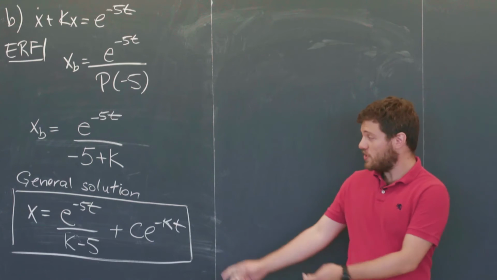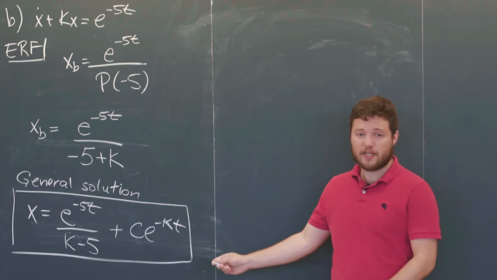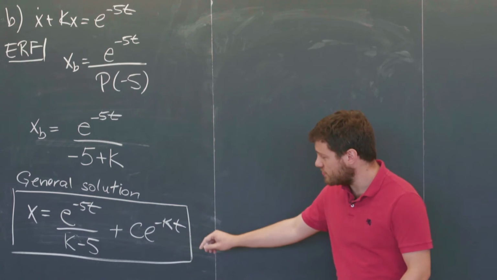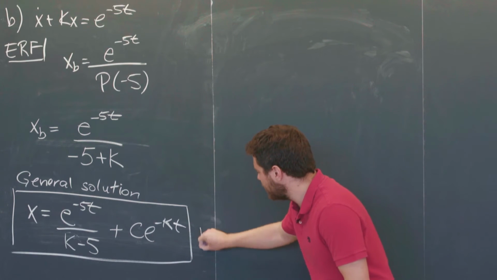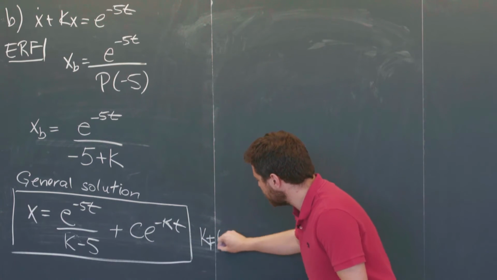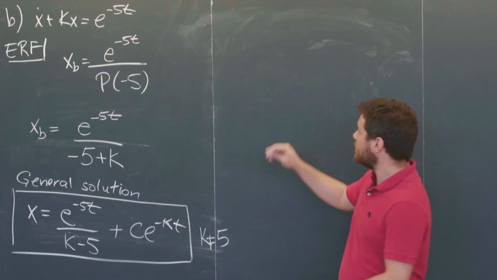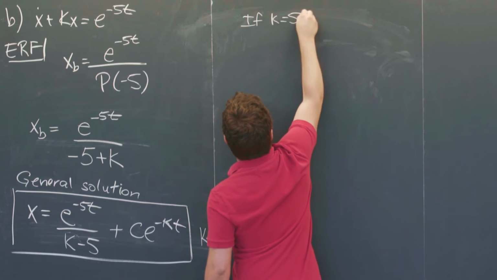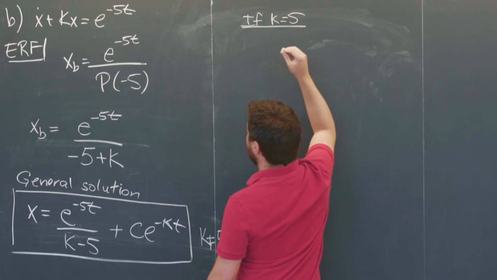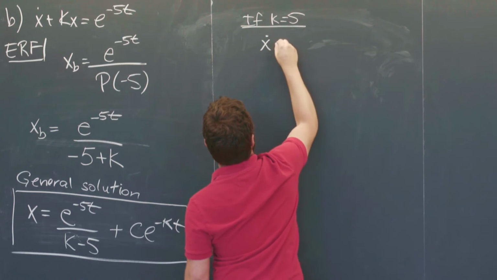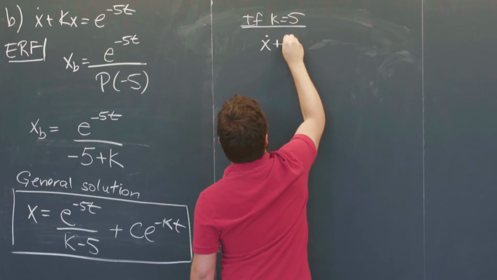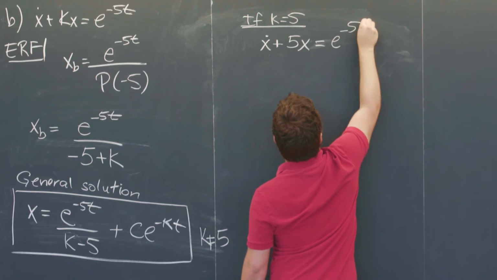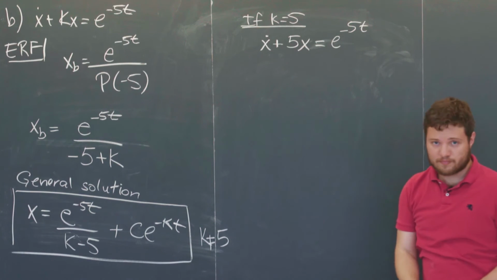All right, so we just found a solution for part B, but we notice that there's a problem when k is equal to 5. So this solution actually is only valid if k does not equal 5. Let's look at the other case. If k is equal to 5, we're actually solving the differential equation x dot plus 5x is equal to e to the minus 5t.